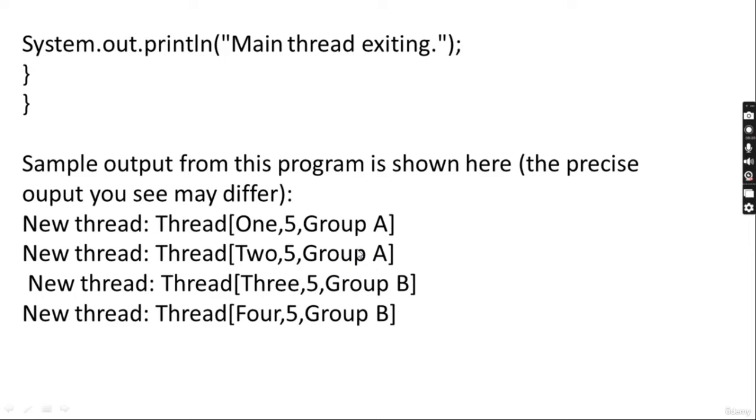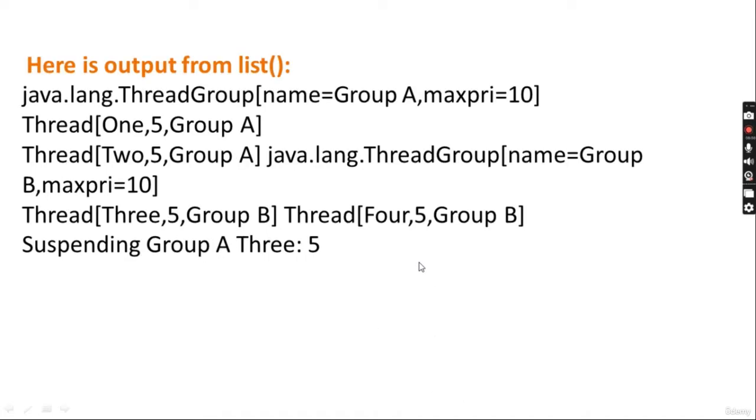Only thing different is that in the multithreaded programming we have more particularly seen about the threads, and here we are seeing about the thread groups. Okay. Then new thread. Thread 1 5 group A, 2 5 group A. Okay. So this is the thread name, this is the priority, and this is the group to which this thread belongs. So this way 4 threads are implemented and displayed.